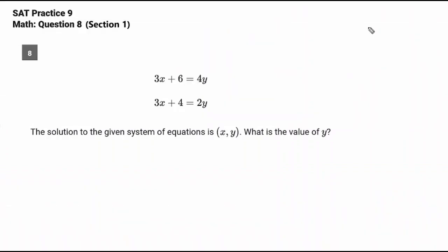We're on SAT Practice Test 9, Math Section 1, Question 8. What's the level of difficulty here? It's medium. This is the first medium problem. You got two equations. The solution to the given system of equations is x, y. What's the value of y? So what are you looking for? Y. Write it down. And this problem is simultaneous equations. How do you know? Because it's got two equations.